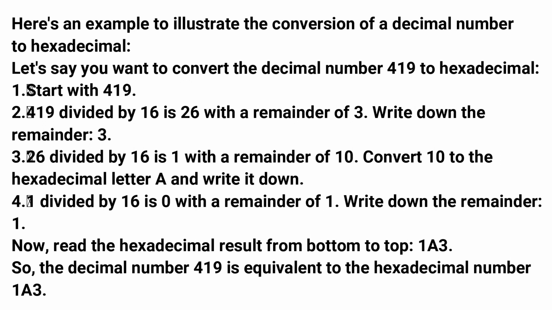4. 1 divided by 16 is 0 with a remainder of 1. Write down the remainder, 1. Now, read the hexadecimal result from bottom to top, 1A3. So, the decimal number 419 is equivalent to the hexadecimal number 1A3. You can use this method to convert any decimal number to its hexadecimal representation by recording the remainders at each step of division and converting any remainders greater than 9 to hexadecimal letters.